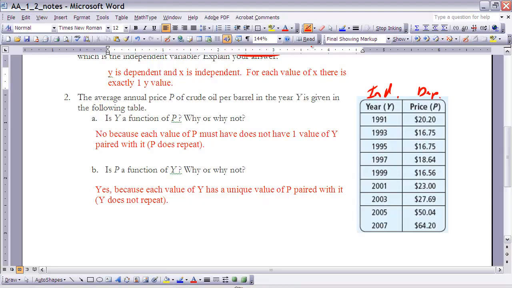Okay? However, if I turn that around and say, is p a function of y, the answer to that is yes, because as I look at my table now, all of the values in this column are unique, therefore there are no repeats, therefore it can be a function. So the answer here is yes, because y has a unique value of p paired with it. Okay? Y does not repeat.